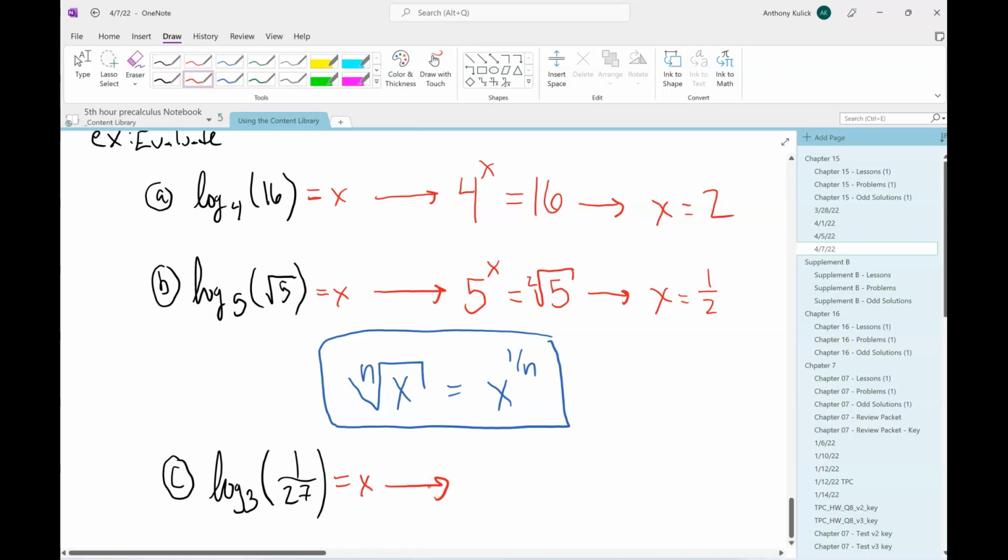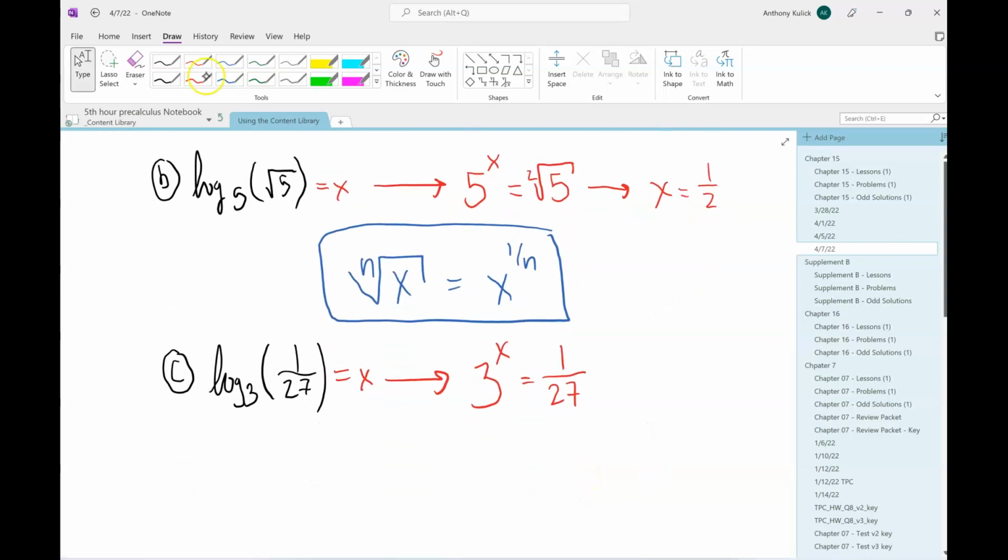Okay. So what if we have log base 3 of 1 over 27 equals x? How do I rewrite this one? 3 to the x equals 1 over 27. Okay? Whoa, Mr. Gulak, that seems kind of hard. It's not so bad. What if we rewrite the 27 as 3 to the third?